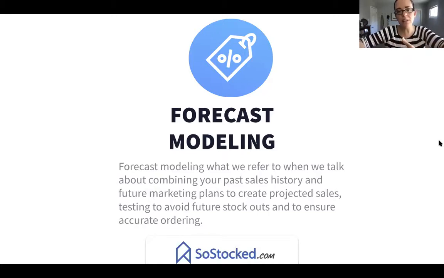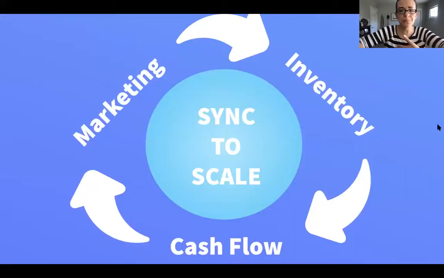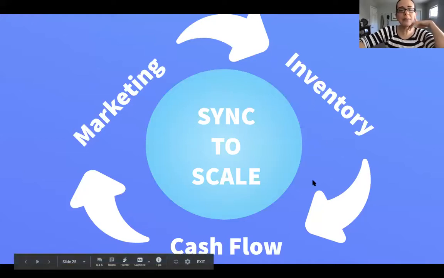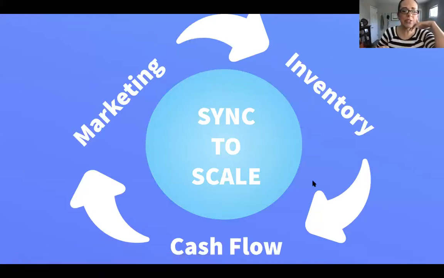So forecast modeling is what we call planning those out, syncing up your marketing with your inventory, right? So there's marketing, inventory, and cash flow. And that needs to be a cycle and it needs to all work together. We call it sync to scale.